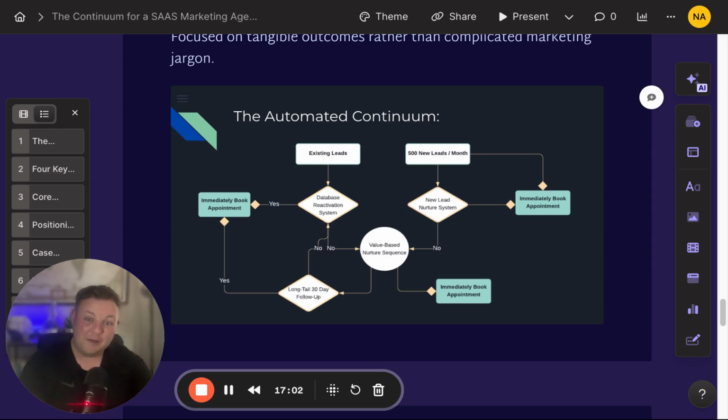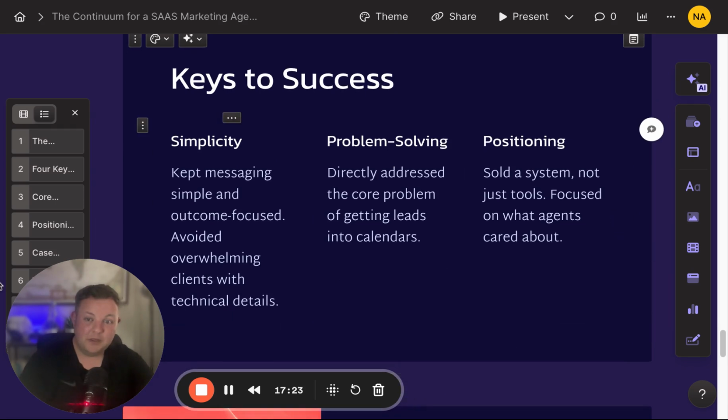And I directed everything back at a simple phrase. If you think about it, all they want is the phrase, I want lead in calendar, please. That's it. If we solve that really simple phrase, they're happy. So rather than selling tools, I sold this continuum. It gave it direction and it gave it purpose. It made it feel tangible. It was outcome focused and it was straight to the point.